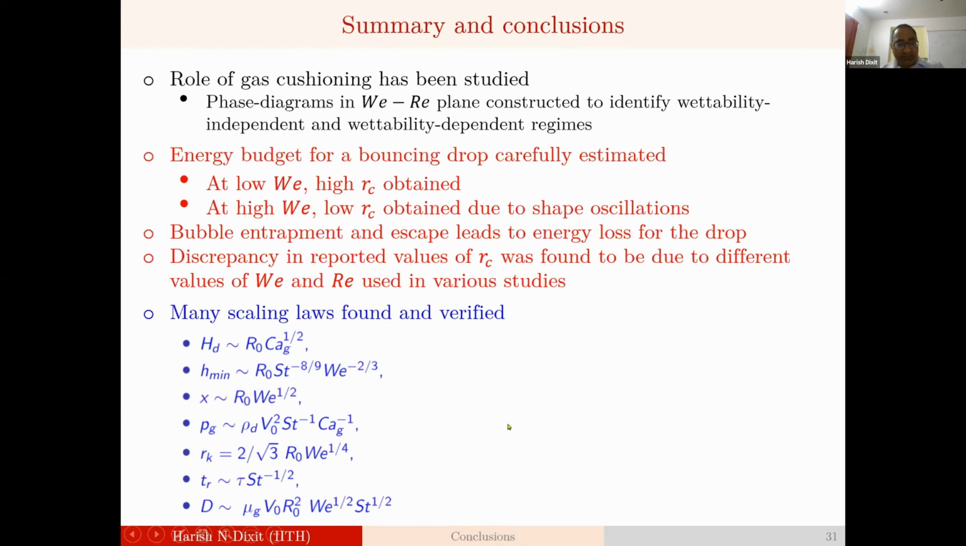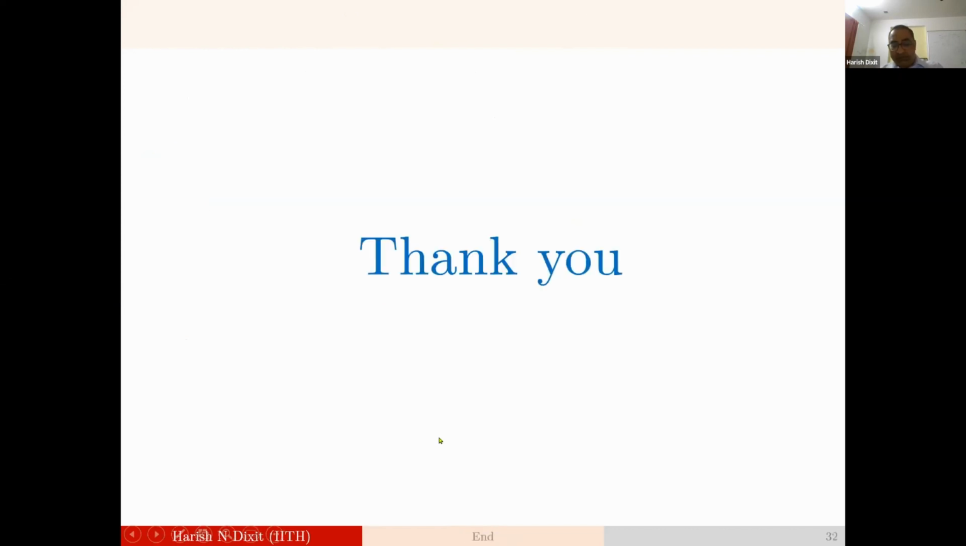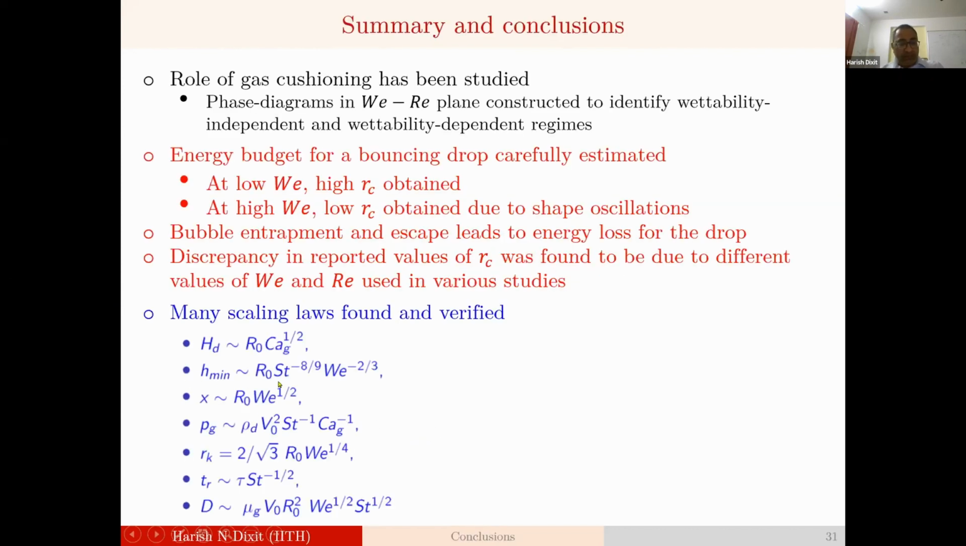And we've looked at a bunch of different scaling laws. Not all of them are new. For example, the scaling law for X, which is the maximum extent of the droplet spreading, or the scaling law for the minimum thickness of the gas layer were already derived in the literature, and a few of them are new. So with this, I'll stop, and I'll be happy to take a few questions.